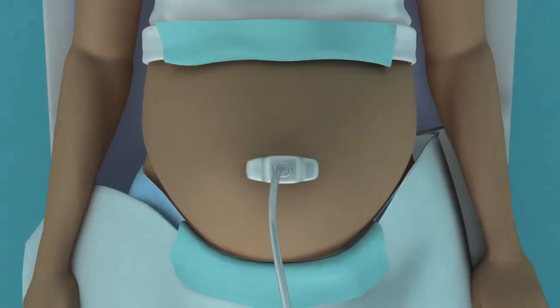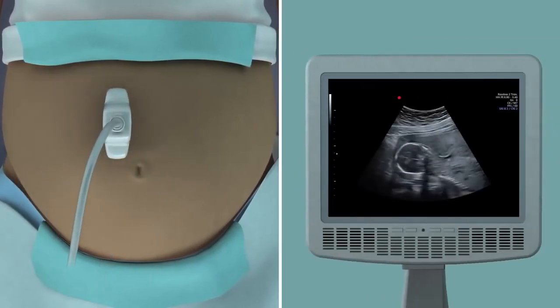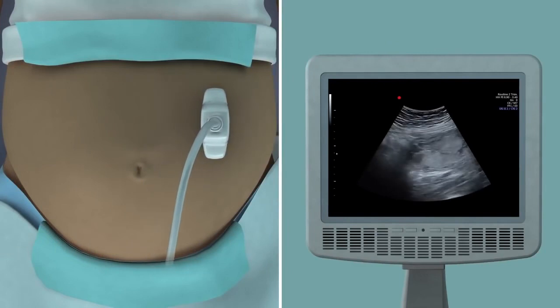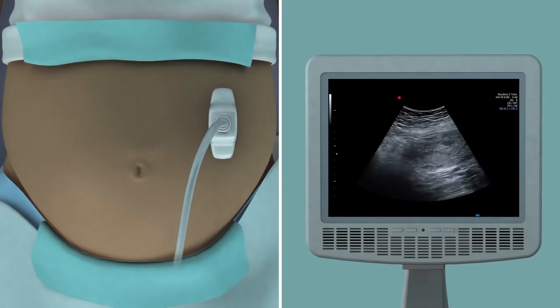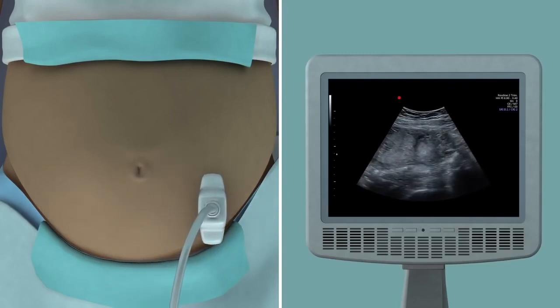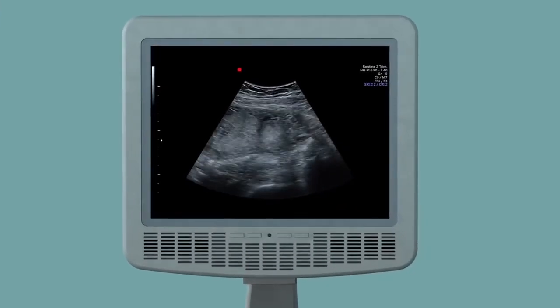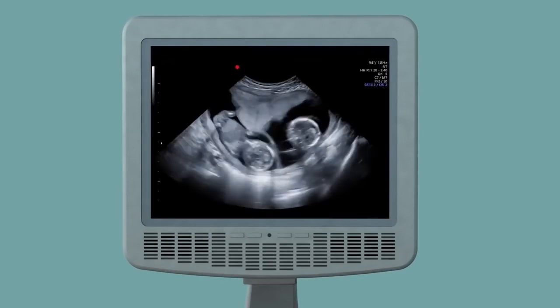To complete this step, rotate the probe to a longitudinal position and survey the whole uterus by sliding the probe from the right side to the left, above and below the umbilicus. Keep the probe perpendicular to the floor as you slide it. The screen here shows a singleton. And here you can see twins.